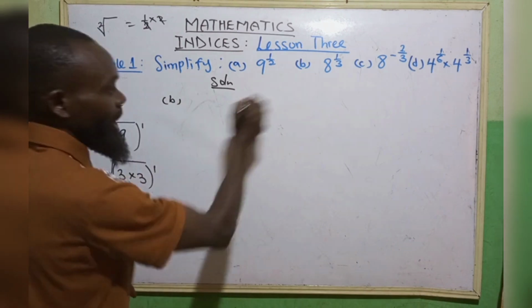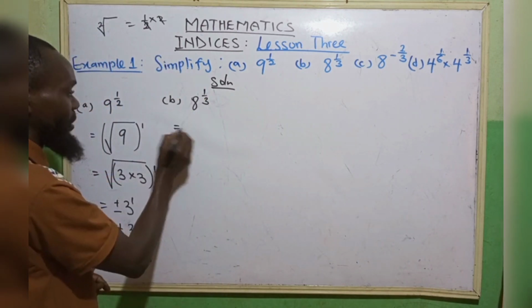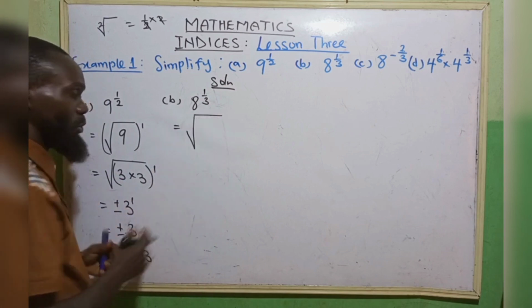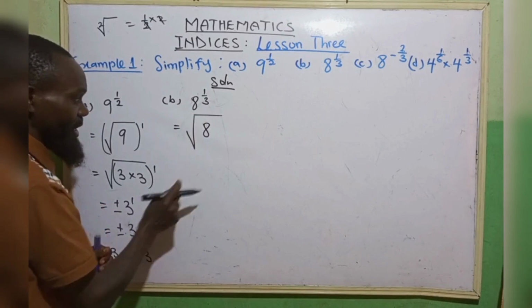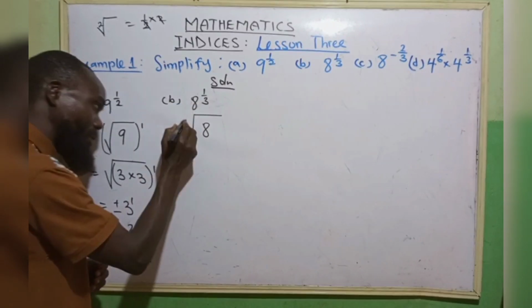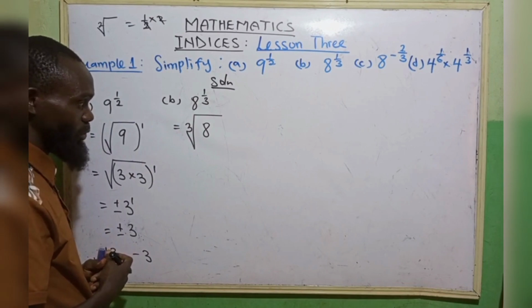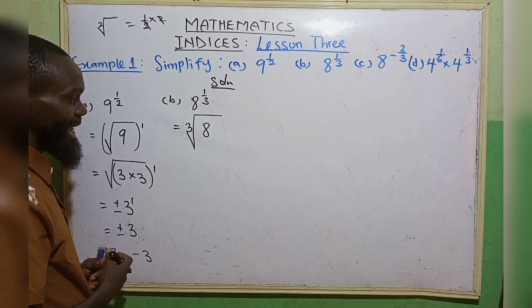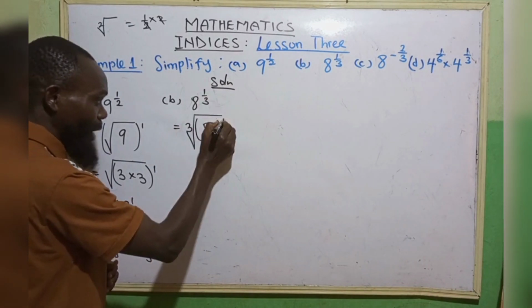B. 8 raised to power 1 over 3. Here we have your cube roots, your square roots. Then this 8 will be here. Now this one is 3. You can put it here. That is, we call it cube root now. We call it cube roots. So when you put it there, we now have the upper number 1.